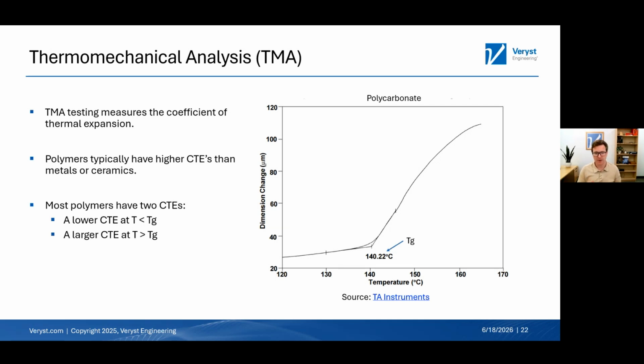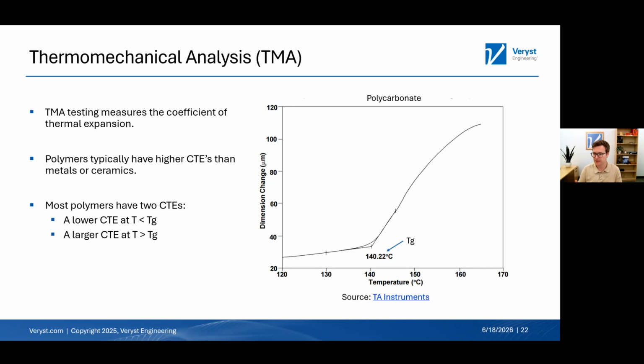And the real reason I want to mention TMA is that polymers typically have much higher CTEs than metals or ceramics. But even more importantly, at the glass transition temperature, there's a pretty dramatic change in the CTE. This plot shows the dimension change, essentially the change in length of a sample versus temperature, for a polycarbonate material, an amorphous thermoplastic. Below Tg, you have a much lower CTE than above Tg, where you have a much higher CTE. So if you have a rubbery material, you should expect a much higher CTE.